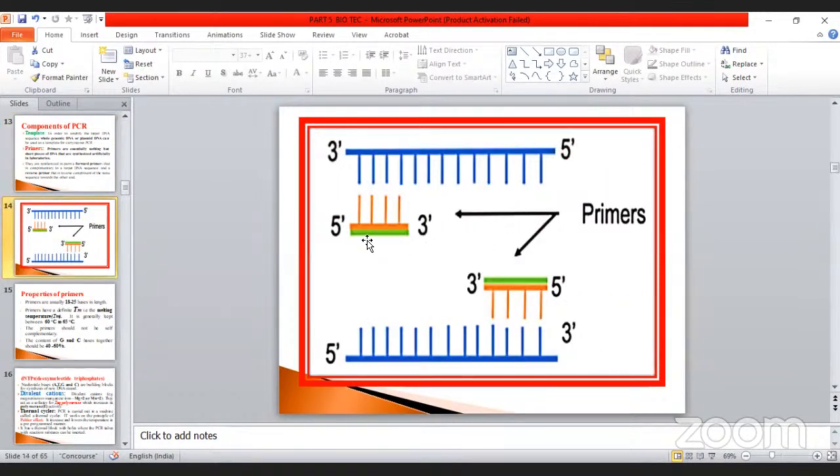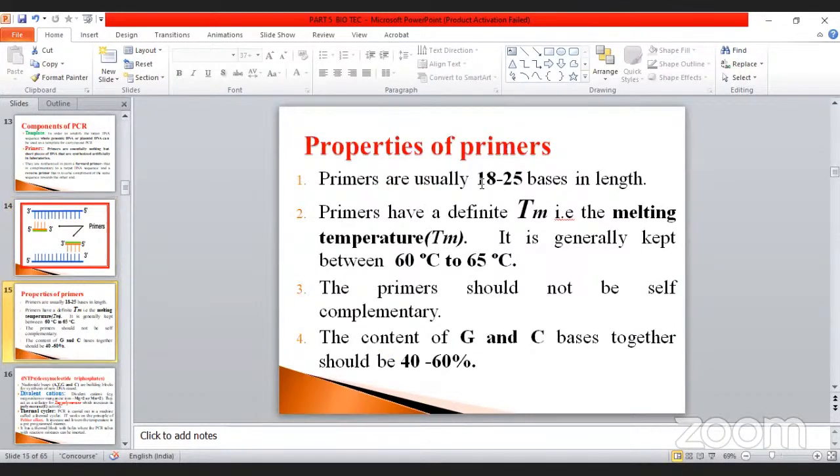So already you know this is the forward primer. This one is called the reverse primer. They may be complementary to the template gene, isn't it? So what are the properties of a primer? Already you know that a primer should be 18 to 25 bases in length, and the melting temperature should be 60 to 65 degrees Celsius. And the primer should not be self-complementary. It does not complement itself.